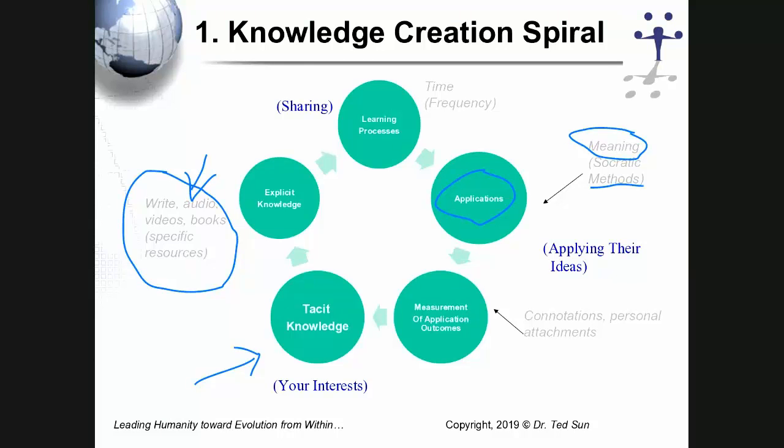So once you're able to ask them the right questions to get them to apply, and then the personal attachment happens, that information can become knowledge, which can be sustained within the student's mind, as well as making your learning a lot more interesting. Okay. So this entire process is what's called the knowledge creation spiral.